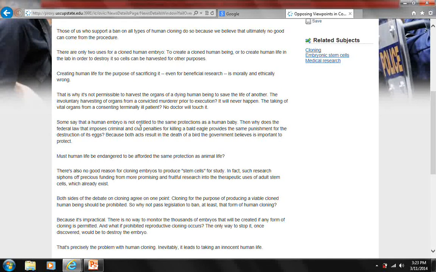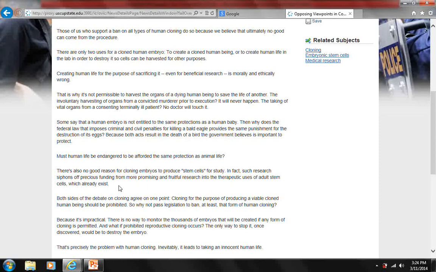Some say that a human embryo is not entitled to the same protections as a human baby. Then why does the federal law that imposes criminal and civil penalties for killing a bald eagle provide the same punishment for the destruction of its eggs? Because both acts result in the death of a bird the government believes is important to protect. Must human life be endangered to be afforded the same protection as animal life?